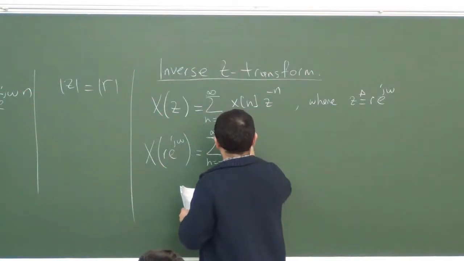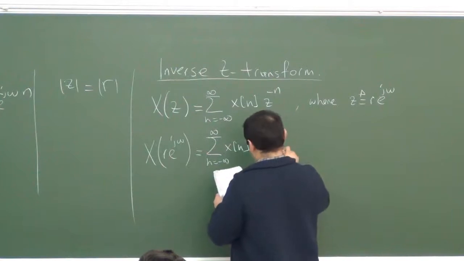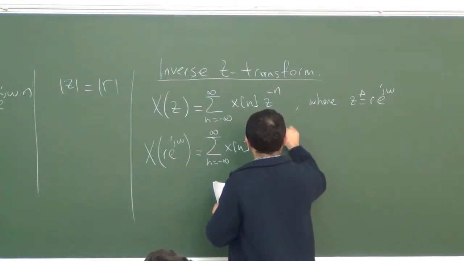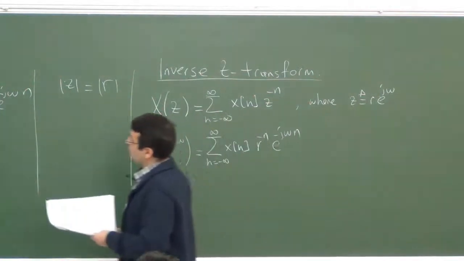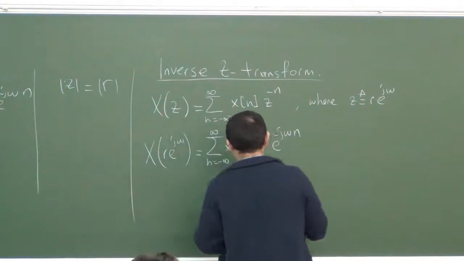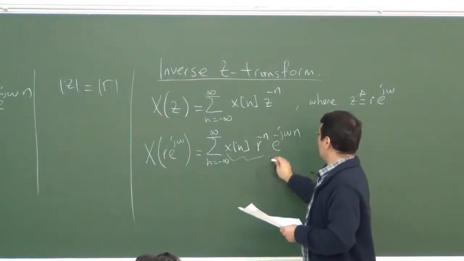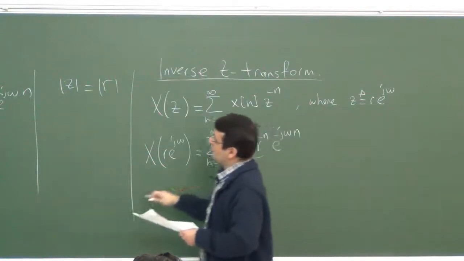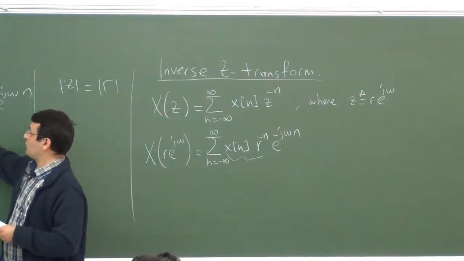So x[n] times r to the minus n, e to the minus j omega n. We know the definition of the discrete Fourier transform. As you see, this part, e to the minus j omega n, and this is the x[n]. So it is the Fourier transform of this.